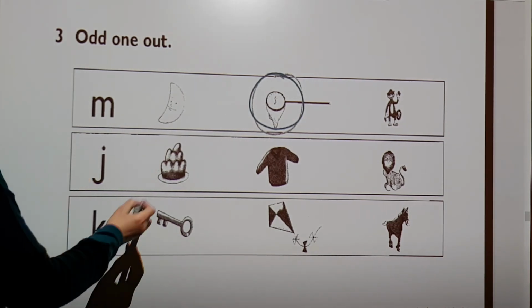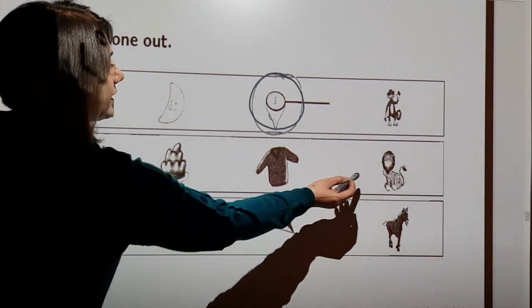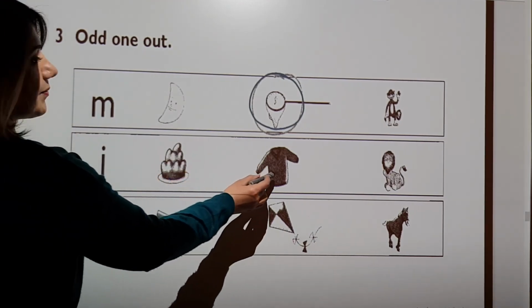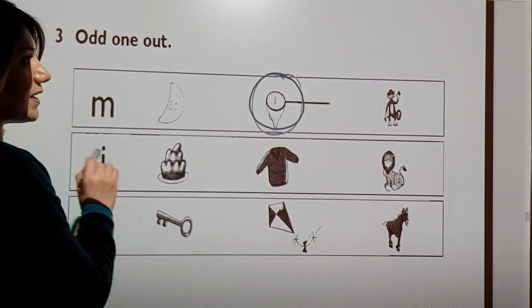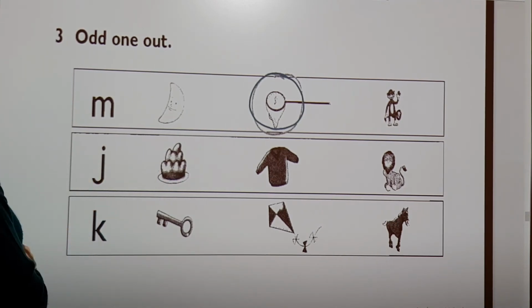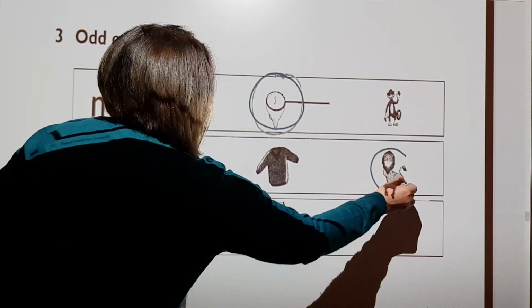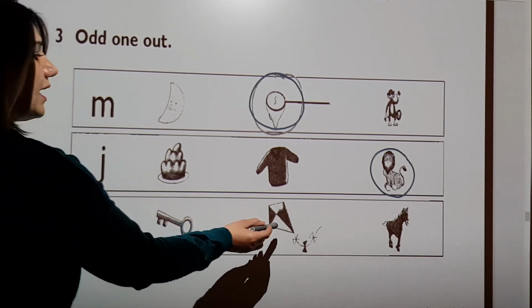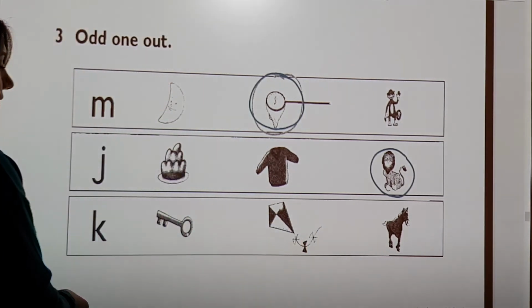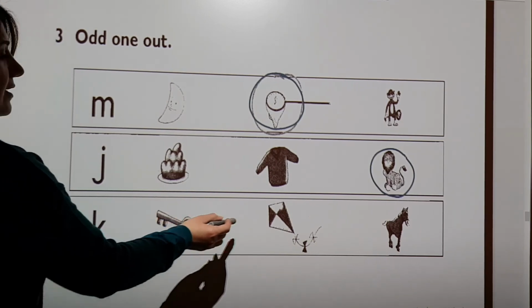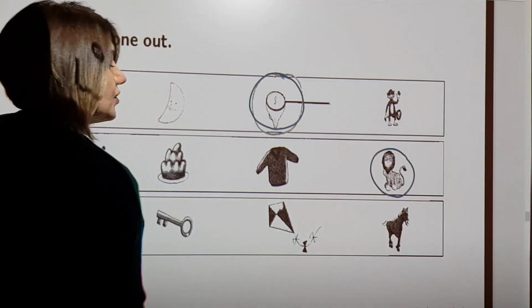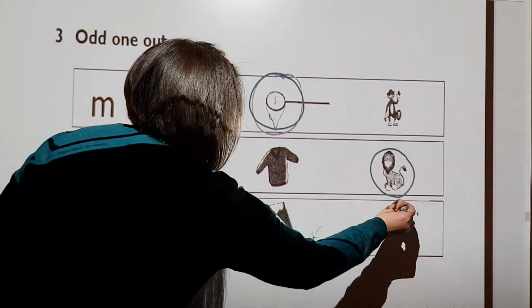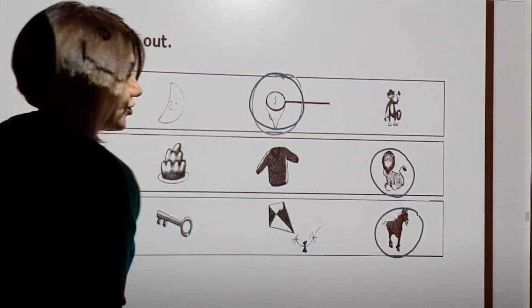J. Jet, jelly, jumper, lion. Which one doesn't start with J? Yes, it is lion. K, key, kite, horse. Which one doesn't start with K? Yes, correct, it is horse, start with H.